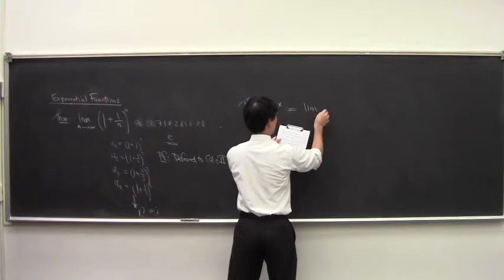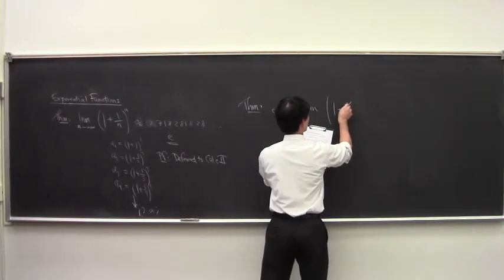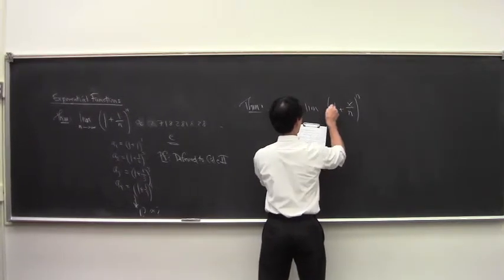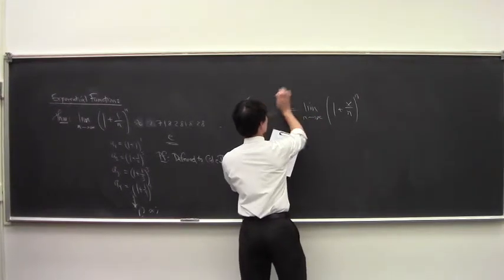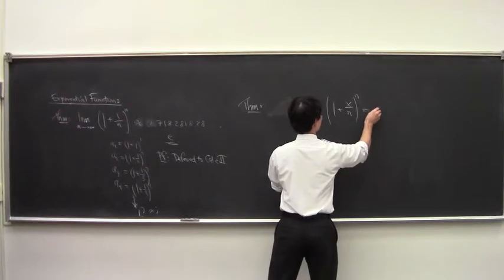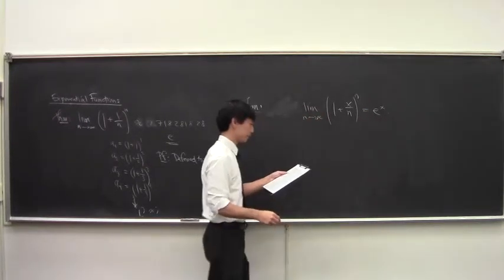Another theorem that again we will leave to entice you onwards to further mathematics. If you look at (1 + x/n)^n as n goes to infinity, this limit turns out to be e to the x.